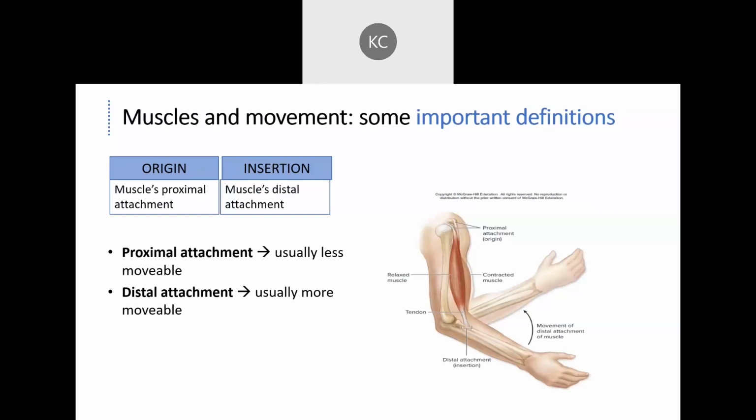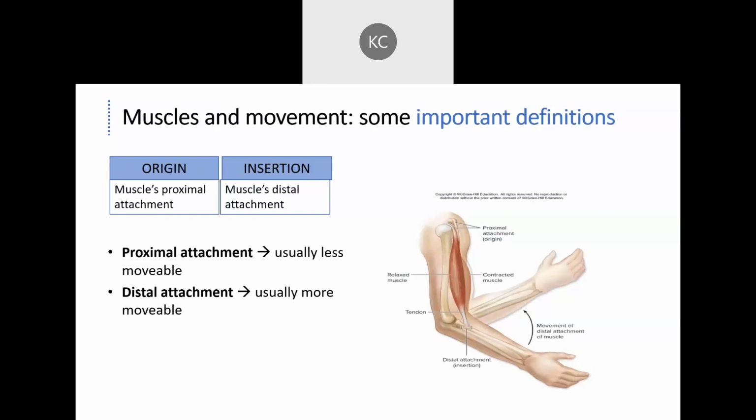One is referred to as the muscle's origin, one is referred to as the muscle's insertion. Normally the origin is more proximal, closer to the trunk of the body or closer to where the upper or lower limb attaches to the body, and it's typically less movable. The insertion is typically more distal, further away from the origin, and it is typically the more mobile attachment that is actually moving whenever that muscle contracts.